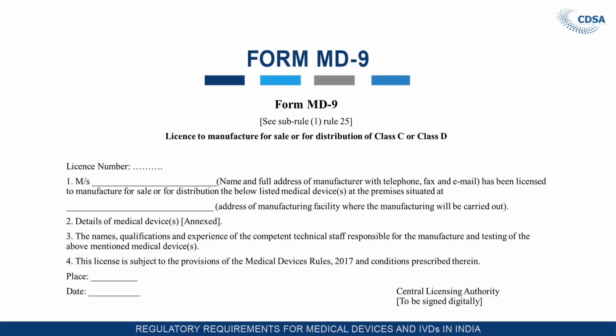Let's start from the very beginning. This is the license to manufacture for sale or for distribution of class C or D device. This is Form MD9, under which a person has to apply for a manufacturing license. If you see point number 3 in the license, it says the names, qualification and experience of competent technical staff responsible for the manufacture and testing of the above mentioned medical device. Therefore, you have to submit to the regulatory authority the technical persons who are required to manufacture those products and also test them. This is as per law.